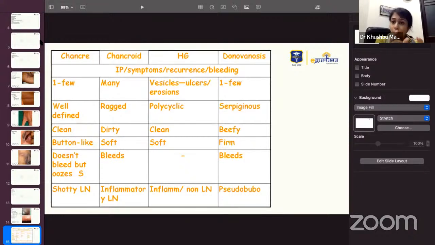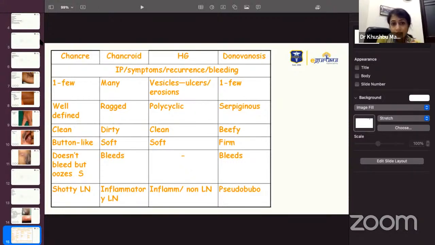Chancroid, on the other hand, has few or many ulcers which have ragged margins. They do not have a well-defined margin. Very dirty looking base, and they're soft. That's why they're called soft chancre. There is no induration in an ulcer of chancroid. So it's a soft ulcer, where if you feel the ulcer, you will not be able to feel the induration, and it bleeds to touch. Okay, and you get lymphadenopathy, which is painful, usually unilateral.